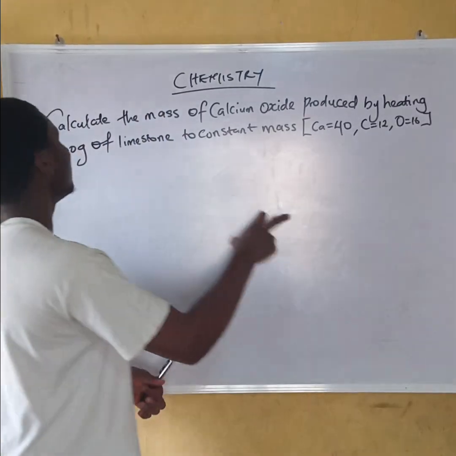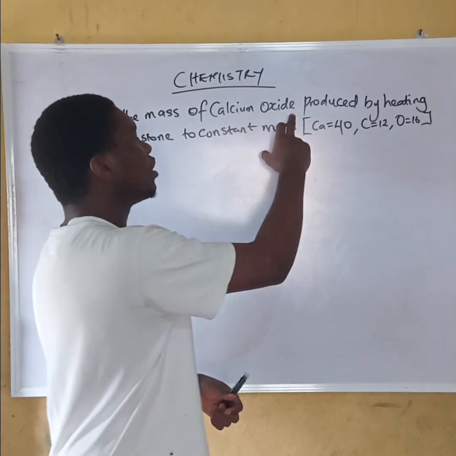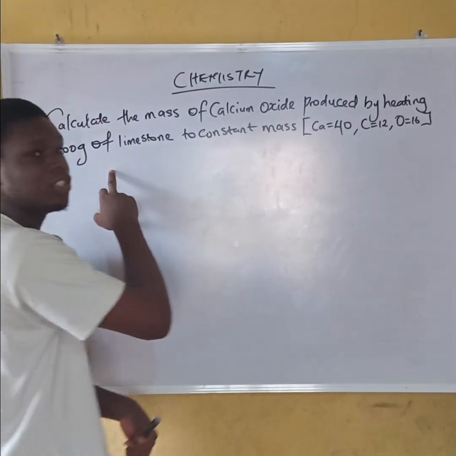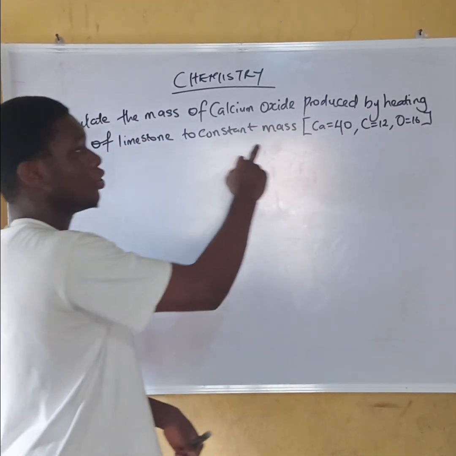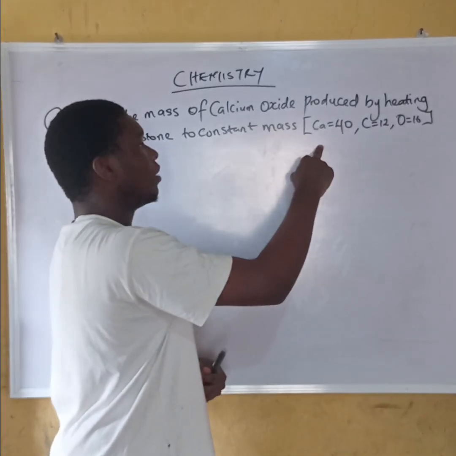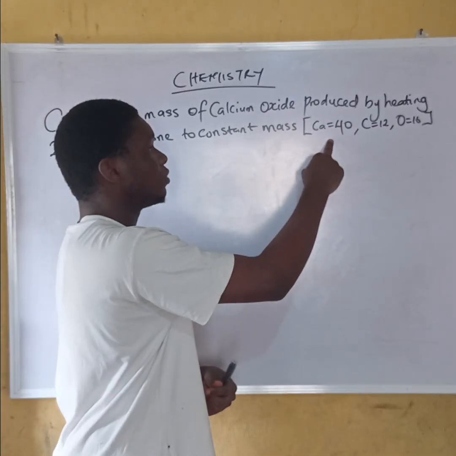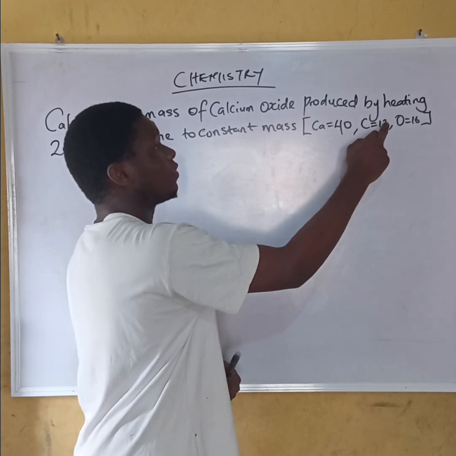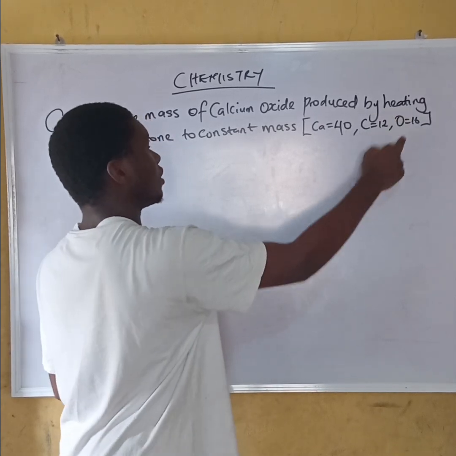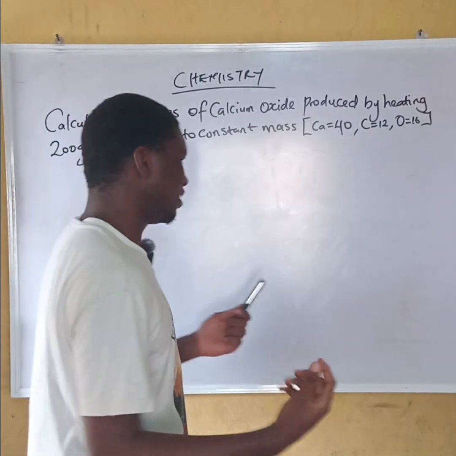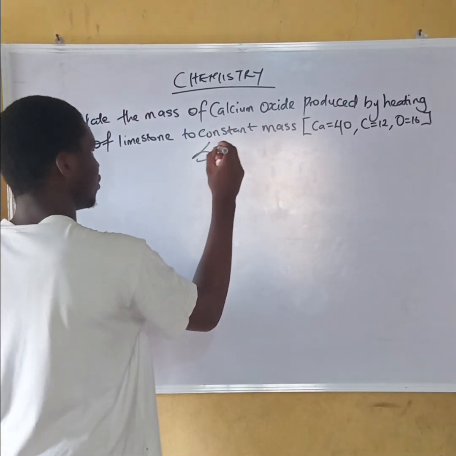So now the question is, calculate the mass of calcium oxide produced by heating 200 grams of limestone to constant mass. We have the atomic mass of calcium to be 40, carbon to be 12, and of course oxygen to be 16. What do we do? Solution.